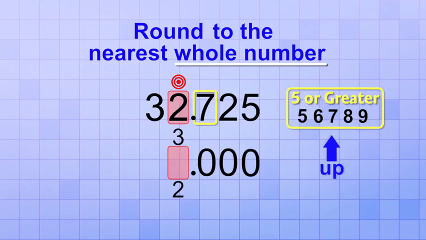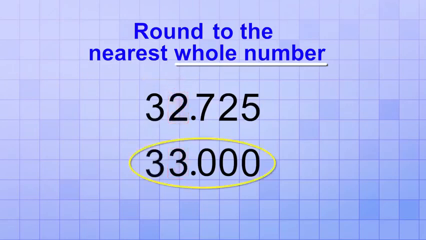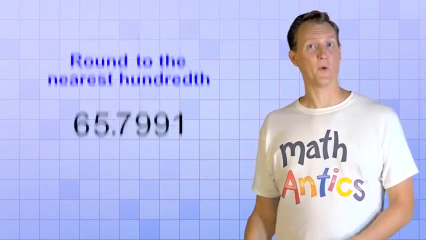That means we'll increase our target digit by 1. And finally, we keep any digits to the left of the target digit the same. In this case, that's just the 3. So we've rounded this number off to 33.000, or just 33, since we don't really need those extra zeros after the decimal point. Ready for one more?